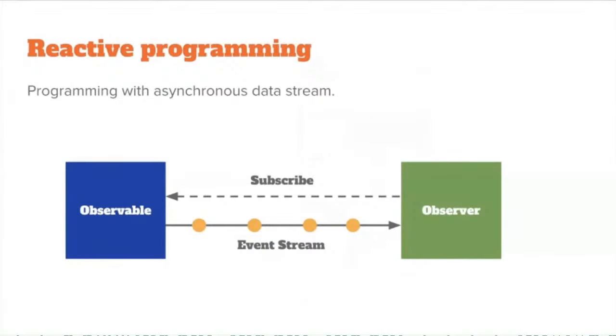Next is a refresher about reactive programming. Reactive programming is programming with asynchronous data streams. On the left-hand side, there's an observable, and on the right-hand side is an observer. The observable is responsible for emitting events. And as for the observer, once it is subscribed to an observable, it can receive the events from the observable.